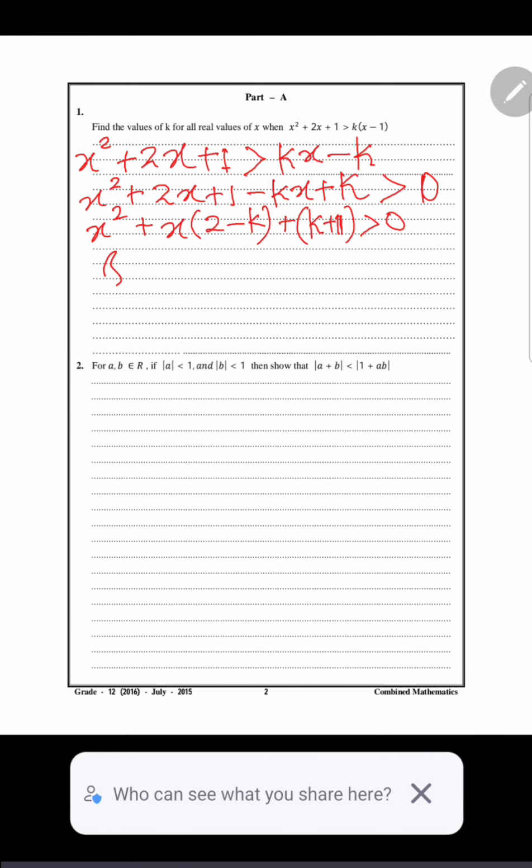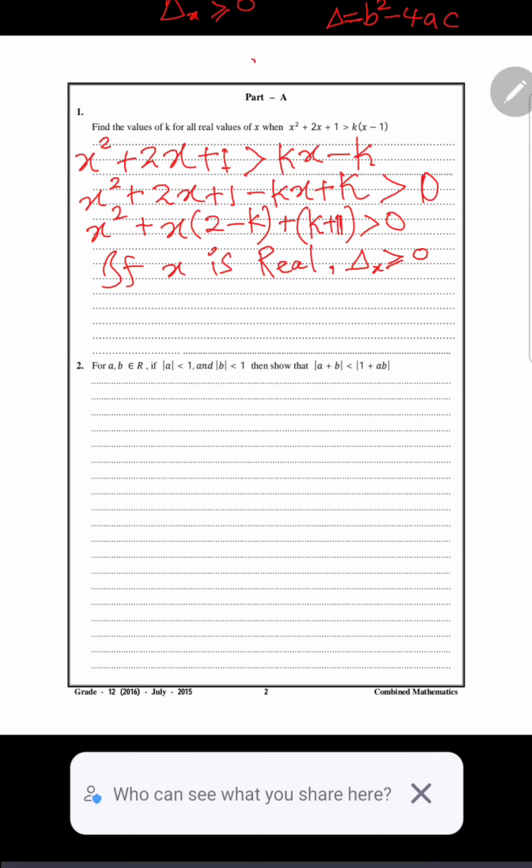If x is real, then in quadratic equations, if the roots of a quadratic equation are real, the discriminant of the quadratic equation is greater than or equal to 0. If x is real, here too delta of the expression must be greater than or equal to 0. So what is this delta? Delta is b square minus 4ac.